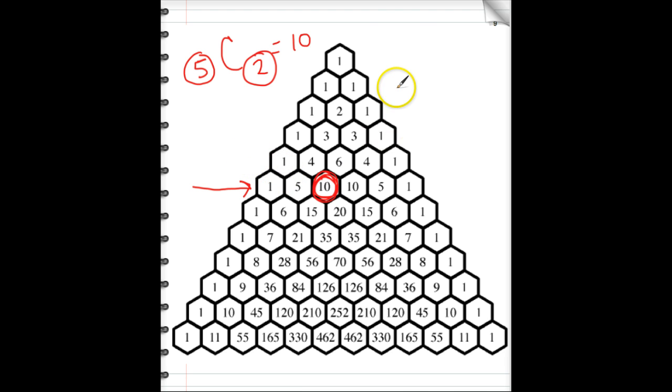If you wanted to do a different one, like 8 choose 5, so you have 8 things, how many ways can you arrange it in groups of 5? We go down to row 8, which is this one, 1, 8, and then we'd go to the 5th element, so we go 0, 1, 2, 3, 4, 5. There would be 56 different combinations of choosing 5 out of a group of 8.